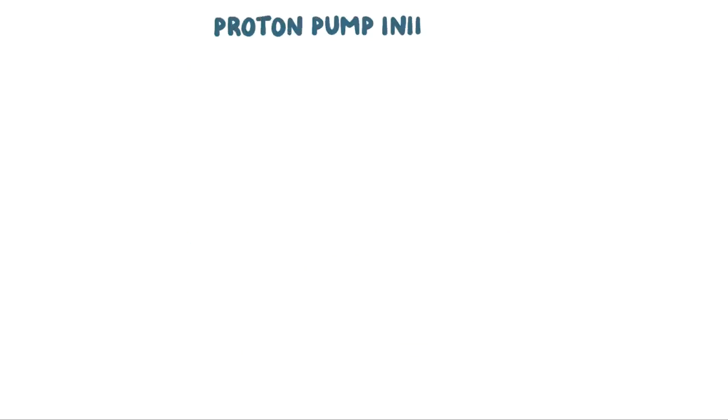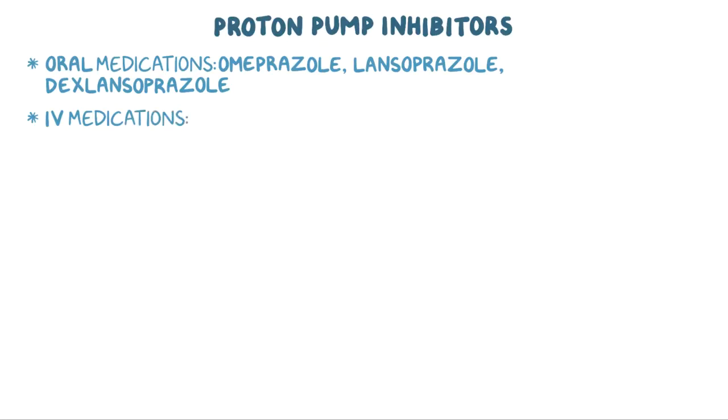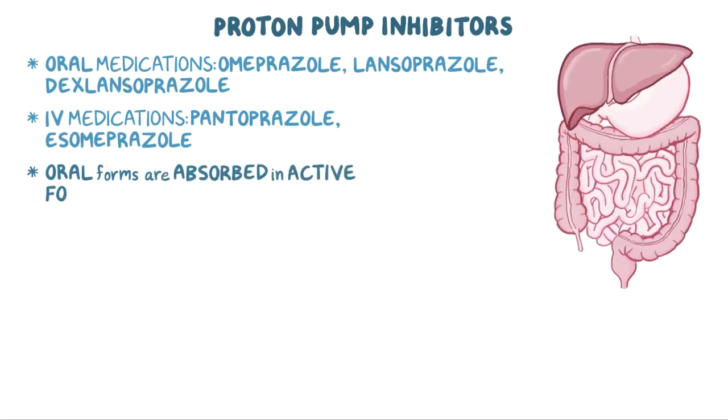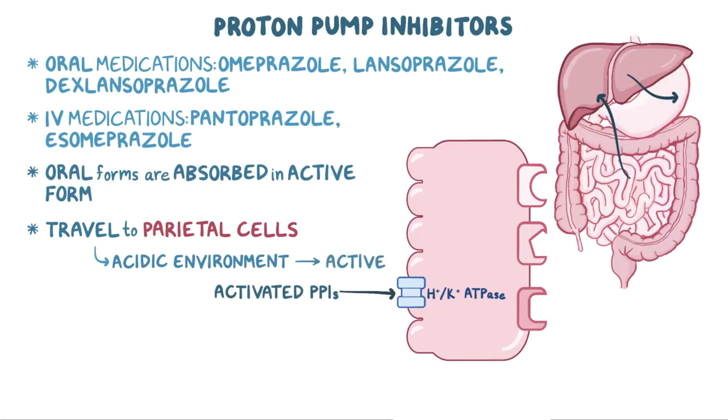Next, we have proton-pump inhibitors, or PPIs, which include oral medications like omeprazole, lansoprazole, dexlansoprazole, and medications available in IV, like pantoprazole and esomeprazole. The oral forms of these medications are absorbed in the small intestine in their active form and get metabolized in the liver. Next, they travel through the blood to the parietal cells, where the acidic environment helps protonate them so they become fully active. These activated PPIs irreversibly bind and inhibit the hydrogen-potassium ATPase, or proton pumps, found within the parietal cells.